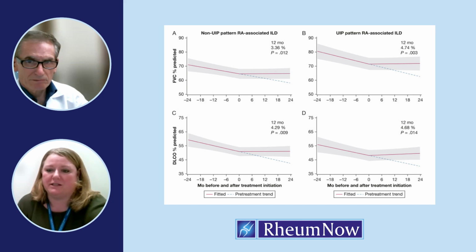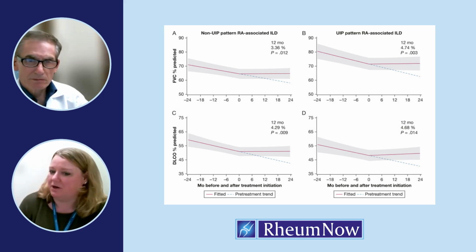And you got similar changes in the DLCO. The dotted blue line is the presumption of what would have happened if there had been a continued linear decline, which is a little bit difficult to completely extrapolate, but is the pre-treatment trend. So what we're seeing here is some improvement, but really a stabilization of lung function with the starting of immune suppressive therapy.